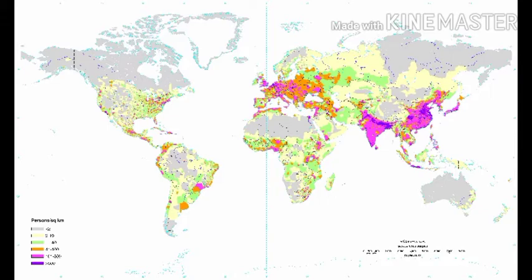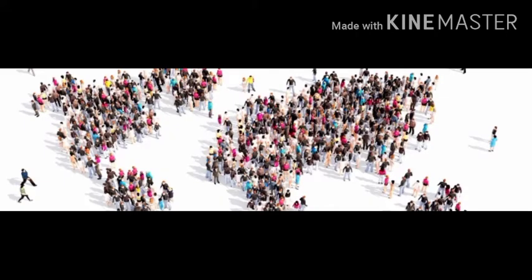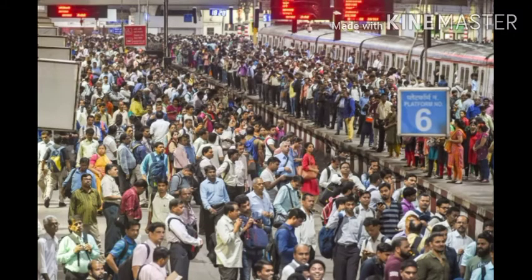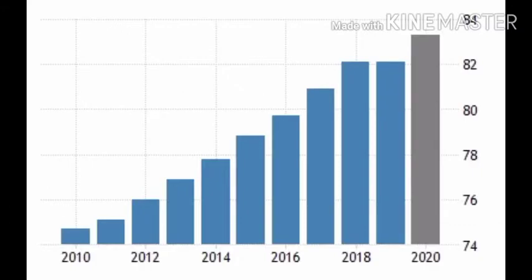Factors affecting the population of a place. There are various factors that affect the population of a place. Let's discuss some of these in the following figure. Birth rate and death rate. A high birth rate in a country leads to an increase in the population, and a high death rate causes a decrease in the population.